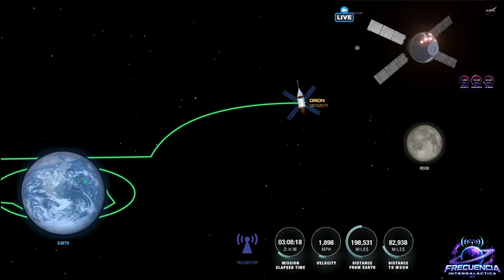Currently on your screen, you're seeing a view of the Artemis Real-Time Orbit website. This website is available at nasa.gov/trackartemis, and it provides real-time updates on the data and telemetry of the Orion spacecraft, especially when we don't have live views coming from the spacecraft itself. Currently, the Orion spacecraft is about 198,000 miles away from the Earth and about 83,000 miles away from the Moon as it continues to close in on the Moon.